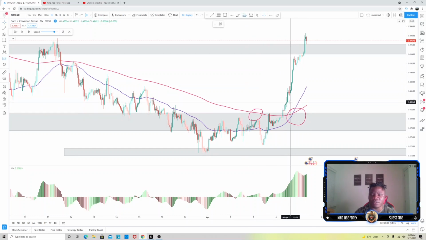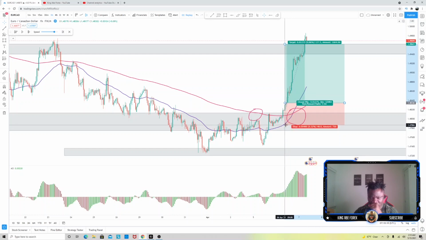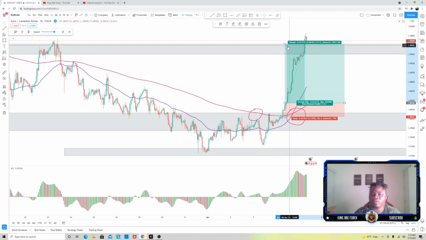We pull out our tool, and we got in right over here. We got our take profit, smash, right over here, and we're just going to have a stop loss right below the 50 EMA. We're looking at 30 pips for stop loss, and we have 127 pips as our take profit. We have a 4-to-2 risk to reward ratio.